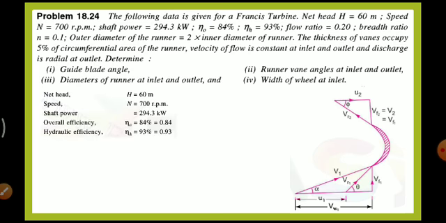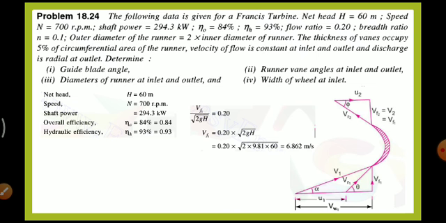And the first thing we are going to calculate is the gauge blade angle alpha. So tan alpha is equal to vf1 divided by vw1 minus u1, or vf1 divided by v1. vf1 is equal to vf2. So we have to find the value of vf1 by using the flow ratio equation. Flow ratio is the ratio of vf1 by root 2gH. By using that equation, we can calculate the value of vf1. So we got the value of vf1. Our aim is to calculate the value of alpha. For obtaining alpha, tan alpha is equal to vf1 divided by vw1 minus u1.